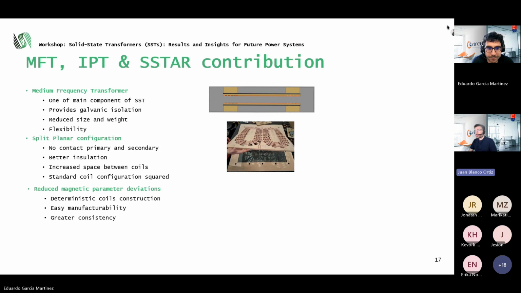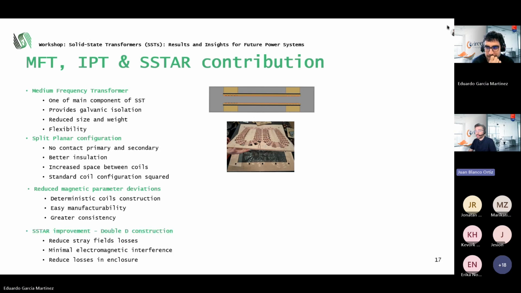Also one of the main things we want to achieve is reduced magnetic parameter deviations, for which there is a deterministic coil construction. As you can see in the image, in the design process we can make the path for the coils, and this path is usually made by CNC or something like that, which has really low tolerances. So this also increases the manufacturability, because the coil is perfectly defined and also has great consistency.